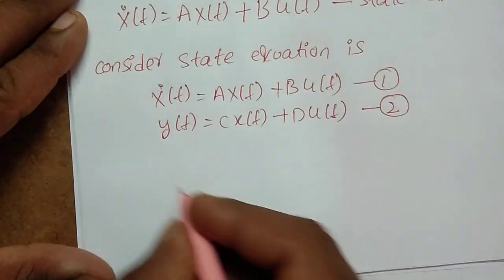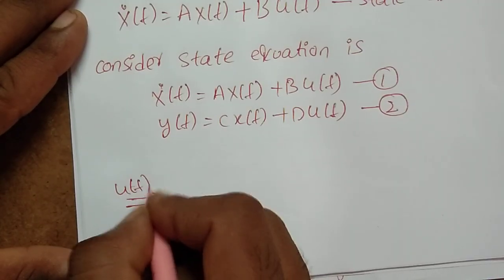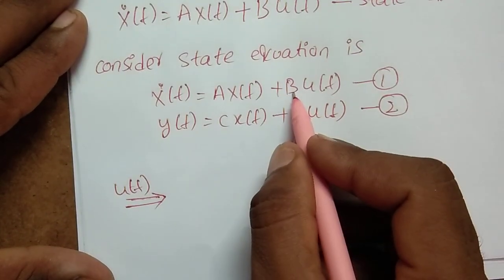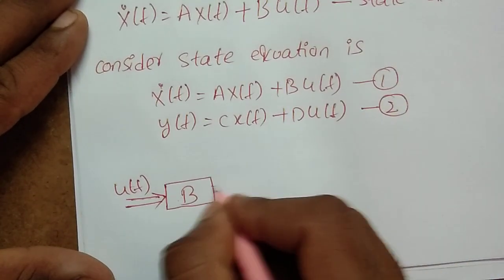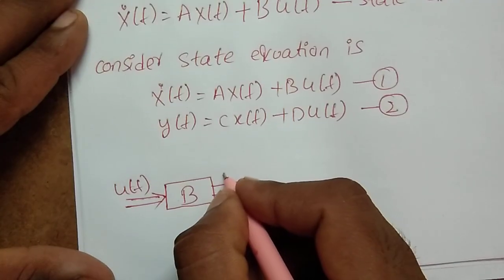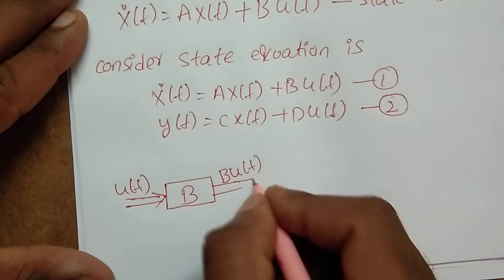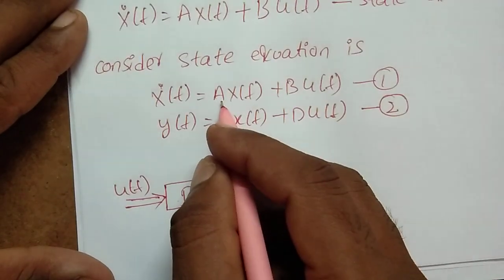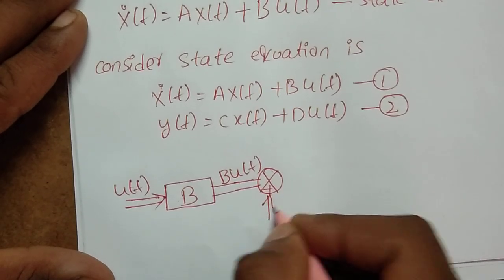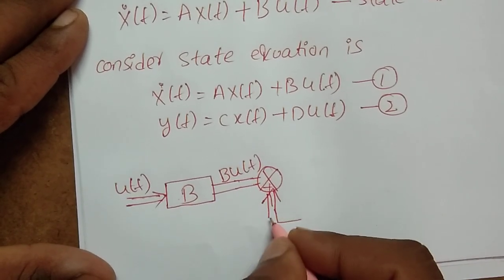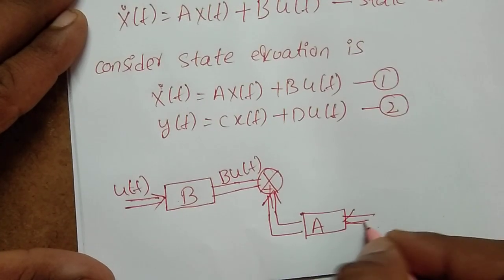First, u of t is the input. The u of t is multiplied with B, and you get B into u of t at this place. This is added to A x of t at the summer point. This is the x of t.